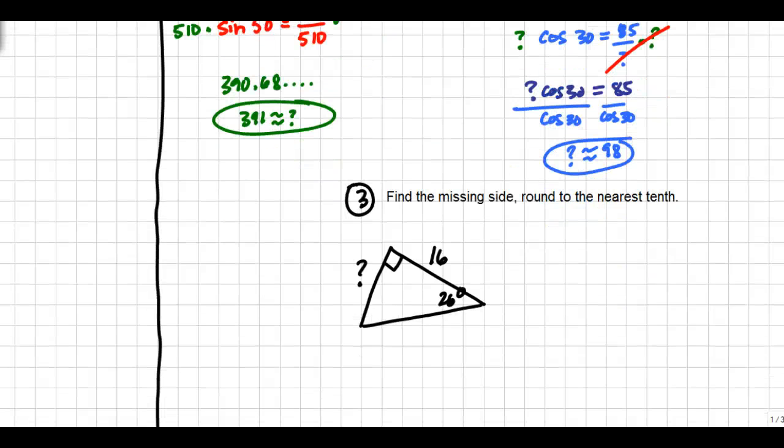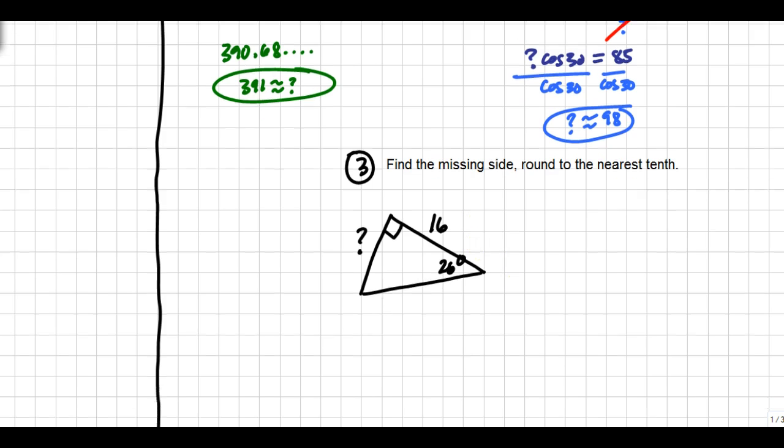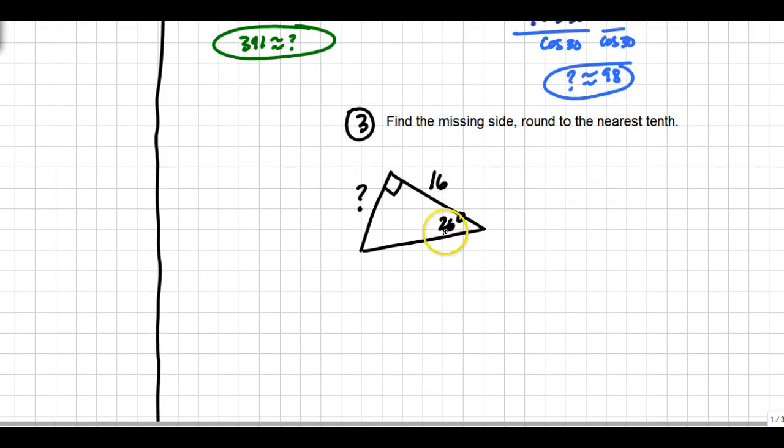So I want students to try one on their own. You will need a scientific calculator in order to answer this question properly. Go ahead and pause the video and give this one a try on your own. If you went ahead and labeled this, you'd notice that this is opposite of the angle, and this side here is adjacent, so this should be a tan problem.